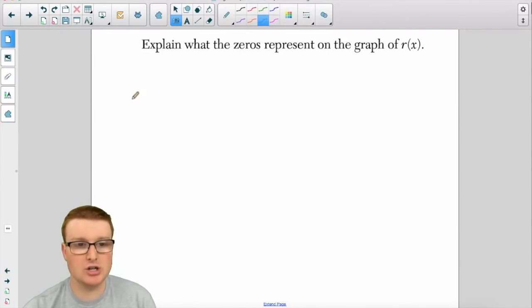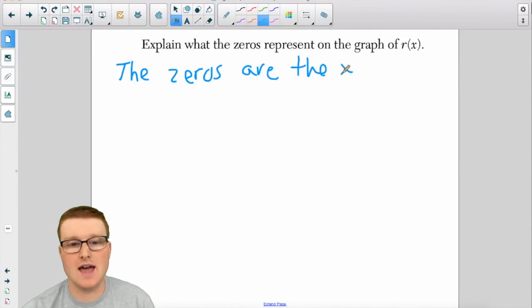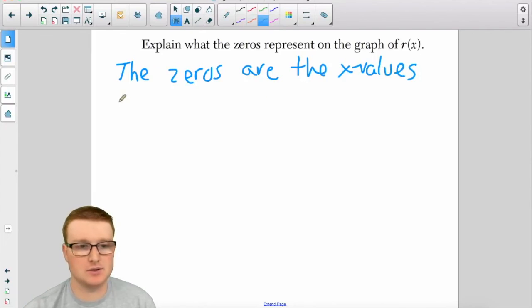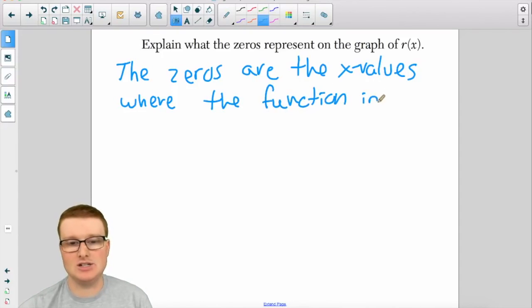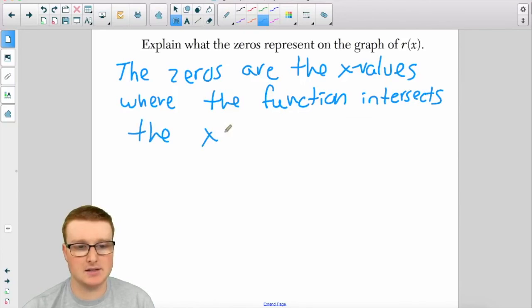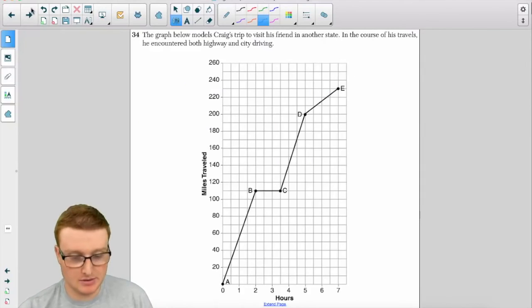So to put that into words, you're just going to say that the zeros are the x values where the function intersects the x-axis. And you're done. Happy, happy. Okay, moving on to number 34.